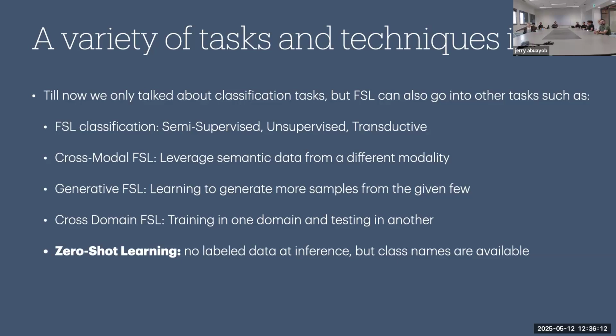But what I'm going to go into right now and for the remainder of the presentation is zero-shot learning and what we can do with zero-shot learning. Zero-shot learning is where we have no labeled data whatsoever at inference, but class names are available to compare with. Because if we don't have the labels, it's just unsupervised clustering.